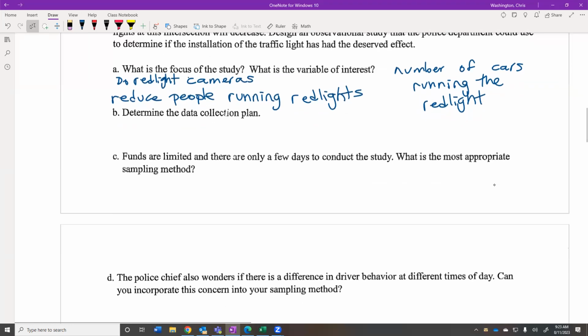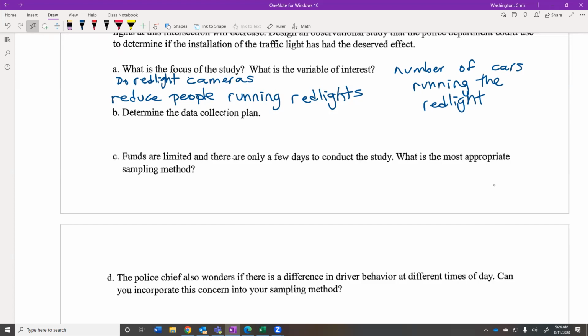Determine the data collection plan. How are we going to collect data? How might we collect data? Remember, we're trying to figure out if the red light camera is affecting the number of people that run the red light. So what might we need to do? We need some baseline data. How many people run the red light before we put the camera up? Does that make sense? So what might we do?